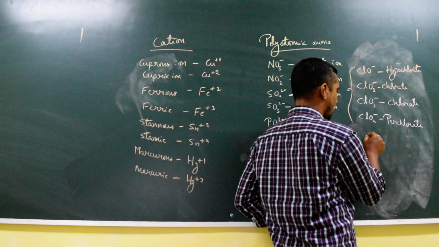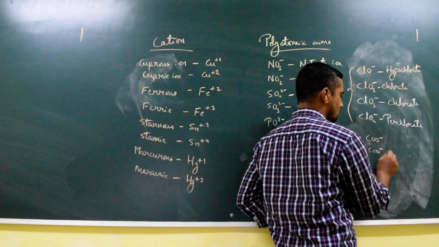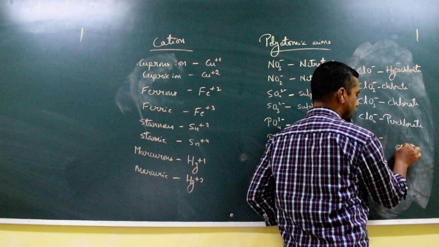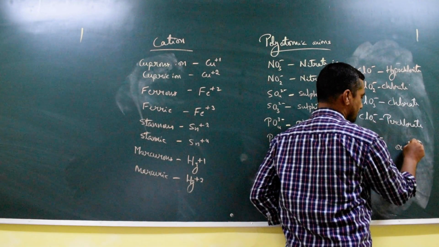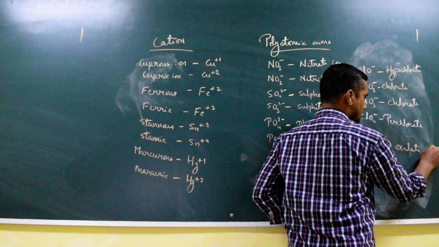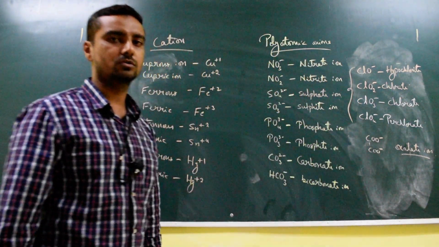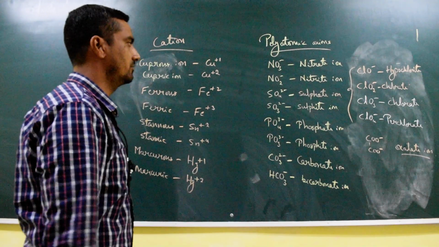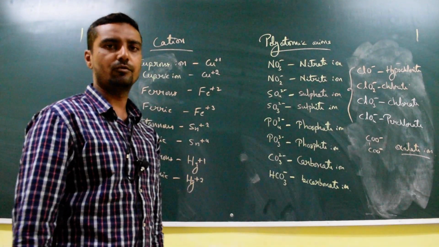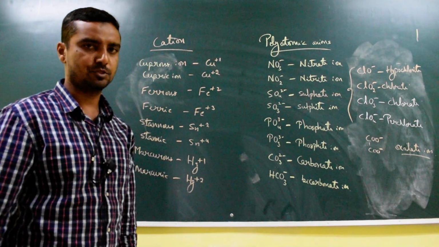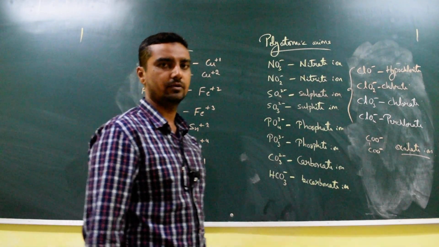Some other compounds are also there. This is COO minus, COO minus, which we call the oxalate ion. It is also very important. Just remember these anions and their names. That will be very helpful for the upcoming first PU and second PU, the whole syllabus. Okay, thank you.